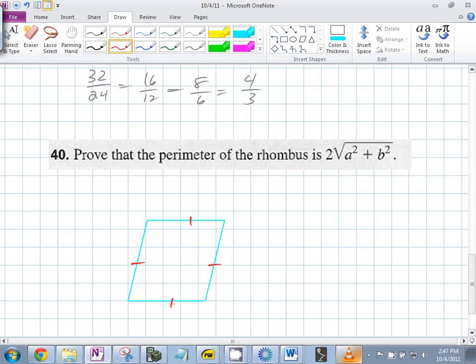So if we connect these, we know that one is A and the other one is B. They intersect at the midpoint. So what does each base have? The base has to be, so this would be A over 2, and this is B over 2. That's A over 2, and this is B over 2.